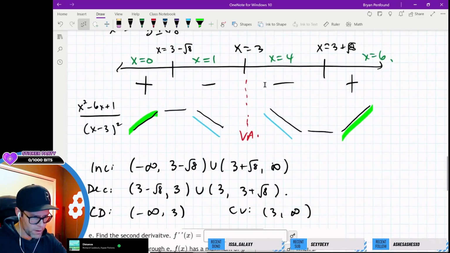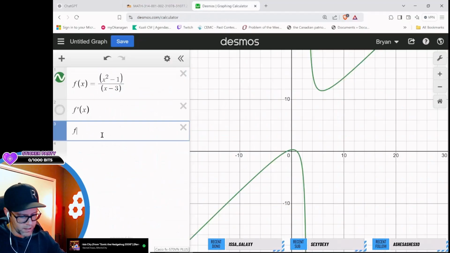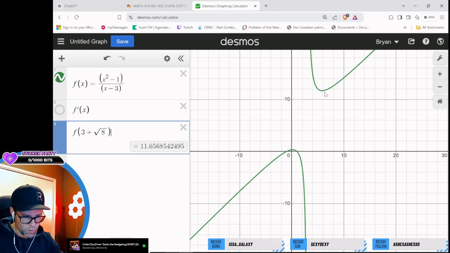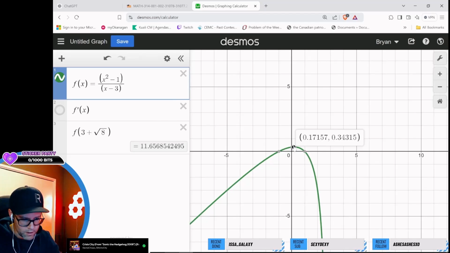And so the last thing we might be curious to get are these maxes and min points. Again, I might pop back over to Desmos and ask it to evaluate f at 3 plus square root 8. That'll give me a rough decimal approximation of where this is. I can also just click on Desmos, and it'll give me the intercepts as well.